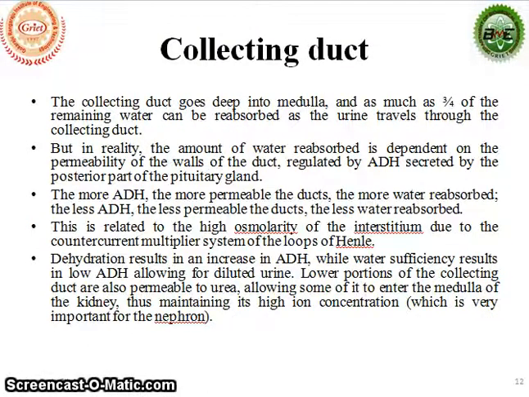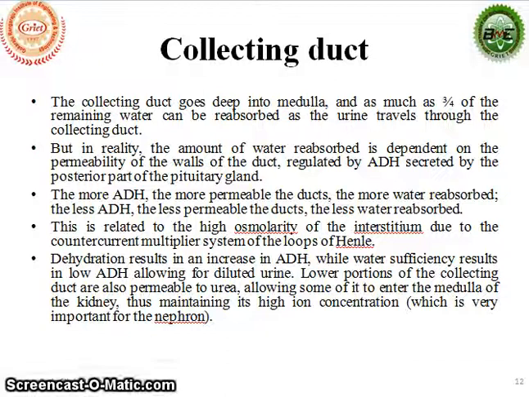The collecting duct goes deep into the medulla and as much as 3/4 of the remaining water can be reabsorbed as the urine travels through the collecting duct. But in reality, the amount of water reabsorbed is dependent on the permeability of the walls of the duct, regulated by ADH, which stands for antidiuretic hormone, secreted by the posterior part of the pituitary gland. The more ADH, the more permeable the ducts and the more water reabsorbed. The less ADH, the less permeable the ducts and the less water is reabsorbed.